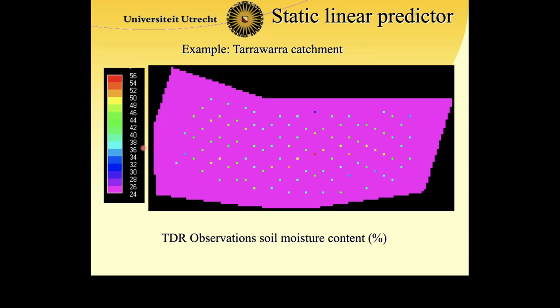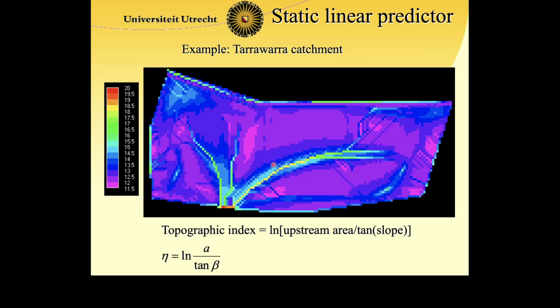So what we're going to do is first create a model that predicts what the soil moisture is going to be everywhere, and then we're going to update that model with these observations using the static linear predictor. So this is the auxiliary information that we're going to use.